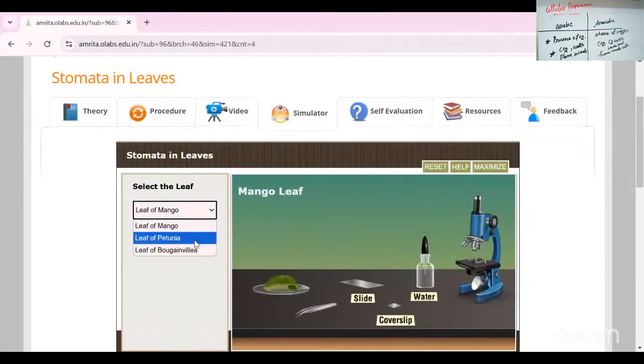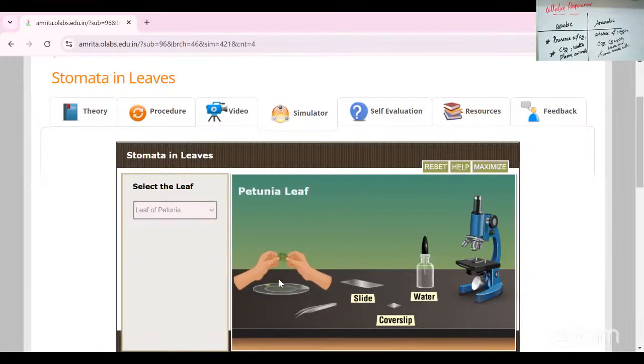I'm choosing the next one, petunia leaf. Just want to tear the leaf. With the help of the forceps, I'm taking the leaf and keeping it on the slide, and put one or two water drops on the leaf. And then I cover the slide with the help of the cover slip. Keep the slide in the microscope. Look at this leaf.